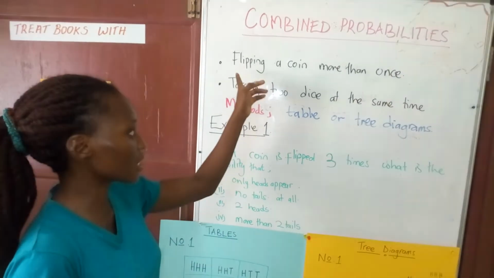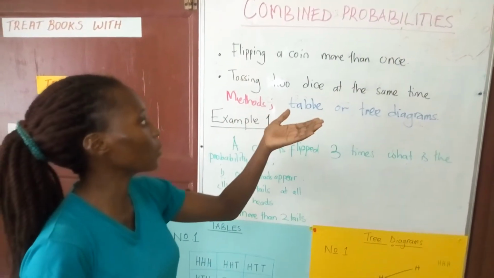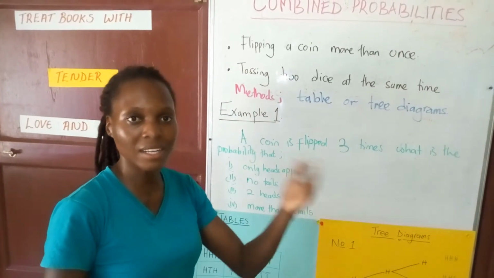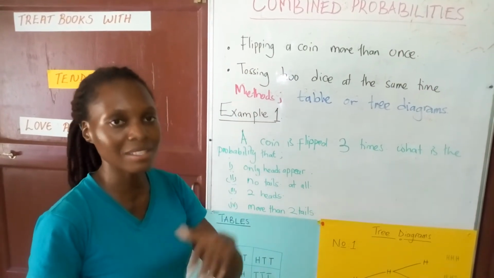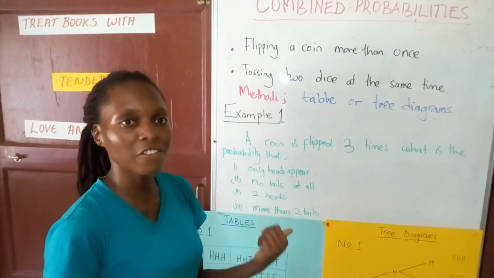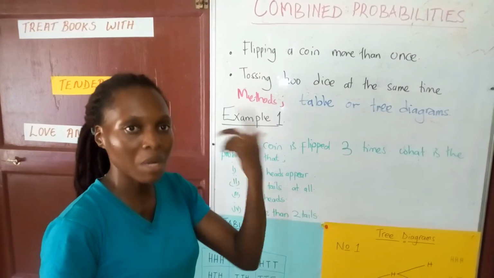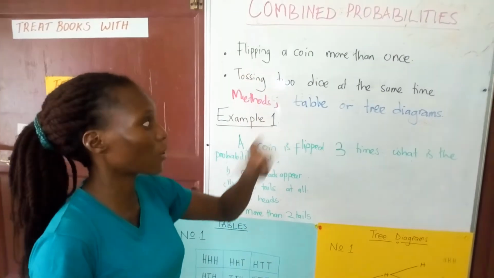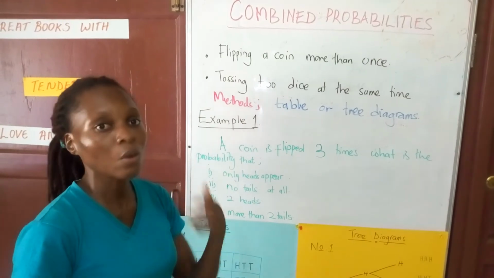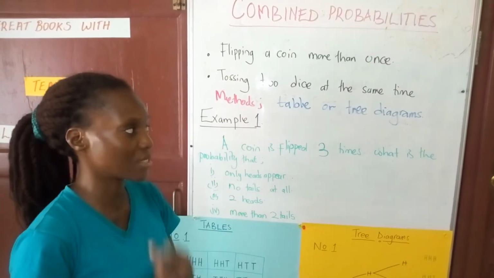So now we have other examples. Yesterday we looked at examples like a coin and a dice, cards and a dice, or a coin and cards, different things being done at the same time. Today we are looking at having one thing done multiple times. Like flipping a coin more than once, or tossing a dice more than once, like 2 dice being tossed at the same time.